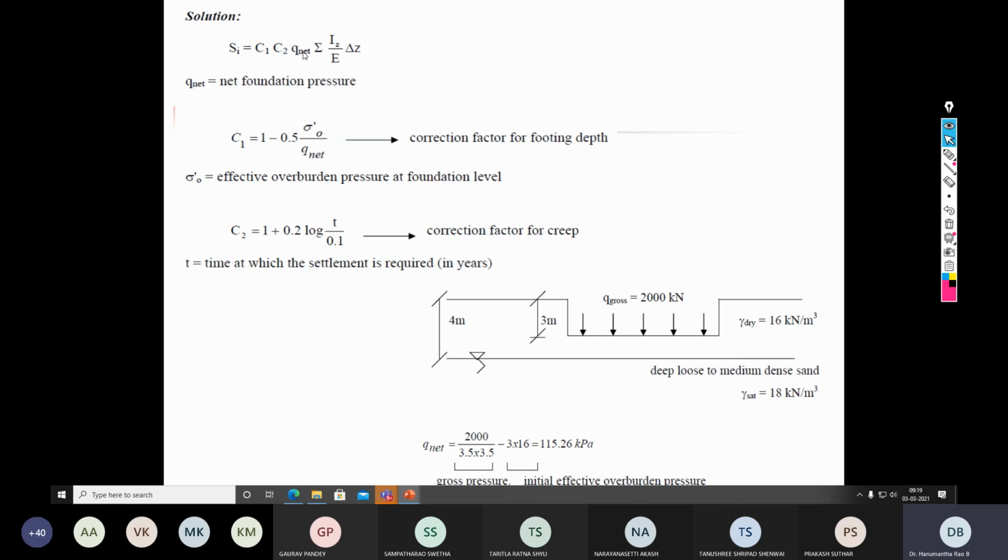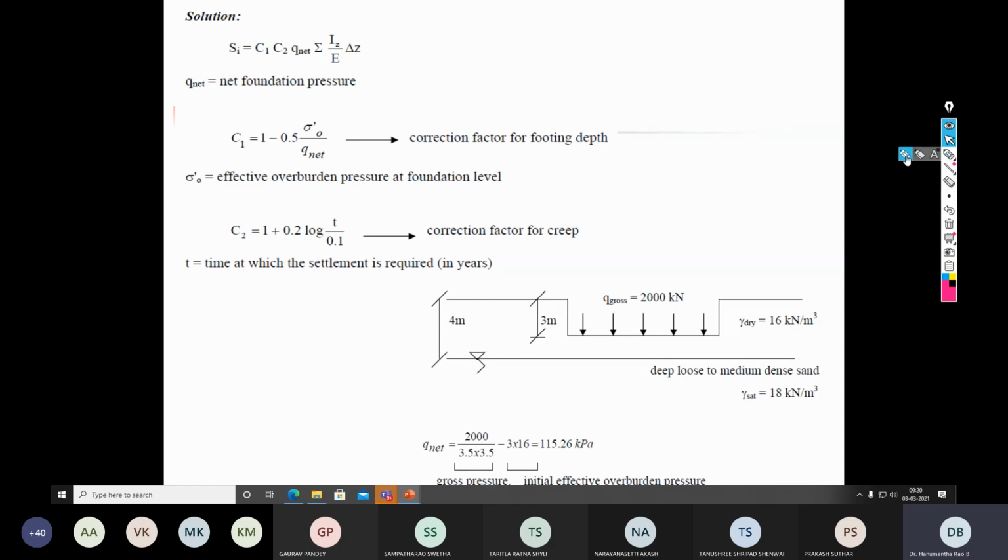And the next important factor is Q net. So Q gross has been given, that is 2000 kilonewton. So divide this by the area, what you get is Q net. You can directly take without deducting the overburden pressure.